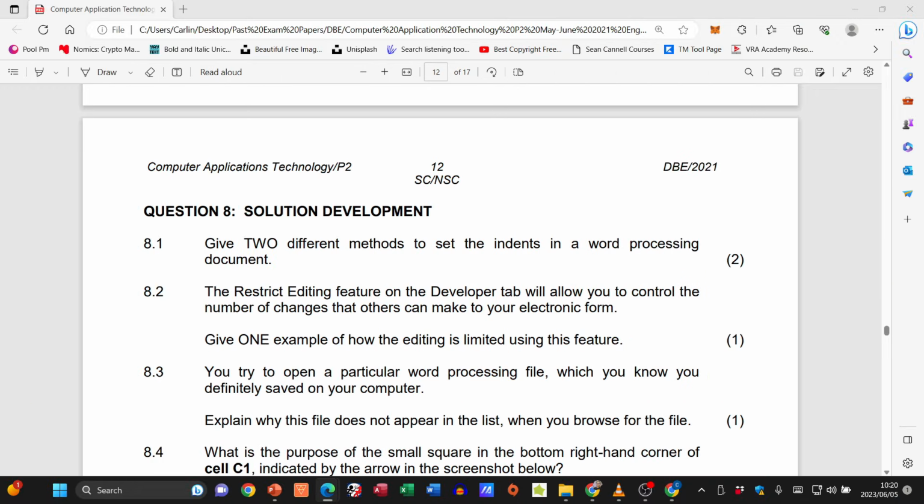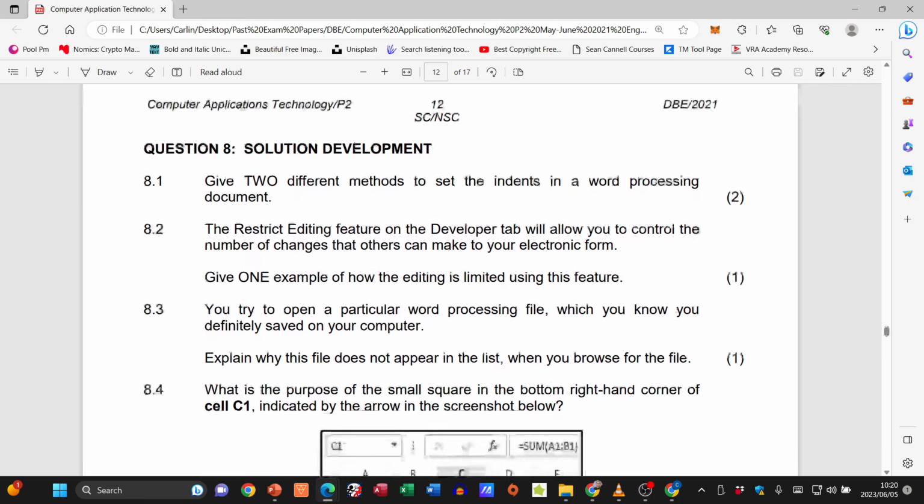Right. Let's look at question number 8. Solution development. And many times you'll find that solution development has to do with taking our practical work and bringing it or asking it from a theory perspective. So let's have a look at this. Question 8. Give 2 different methods to set the indents. Remember what those indents are? In a word processing document. Remember, we could use the increase indent feature. We can use the ruler. We can use the particular style as well. So any one of those.